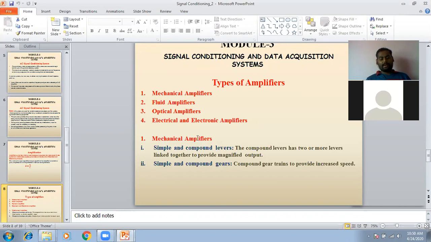The mechanical amplifiers have some examples like simple and compound levers. These compound levers are nothing but levers connected or linked to one another, one after another, in order to enhance the output, that is, to enhance the physical quantities whatever you are going to measure at the output. That's it, right? Again, the next is simple and compound gears.